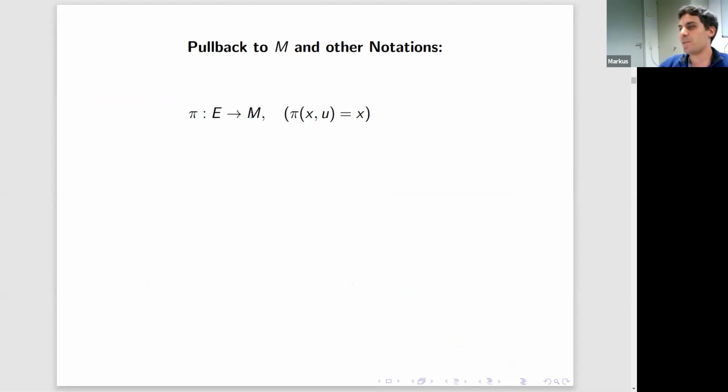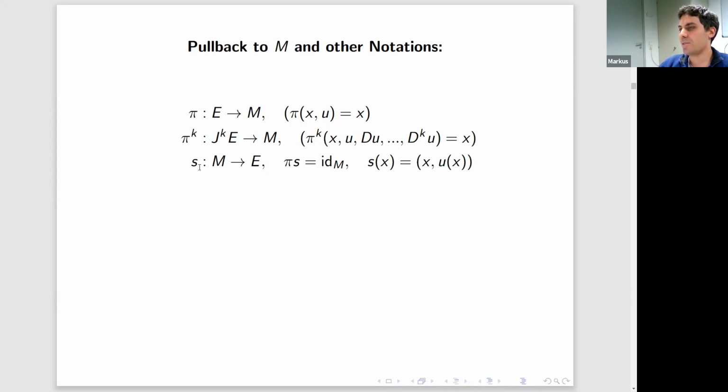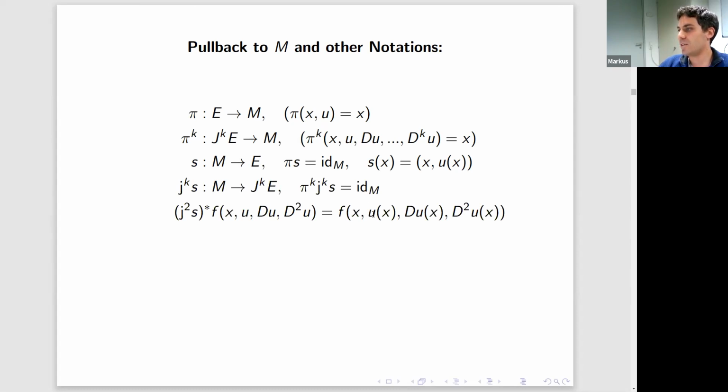So here again, we have this fiber bundle and we have this projection pi. And then we can prolong everything. Then we get this jet bundle, and we can also project down to M if you want with this projection pi k. And we have sections from M to E, identified with the function u of x here. And then we also have sections from M to the jet bundle J^k E. And these are given when you also add all the higher derivatives.